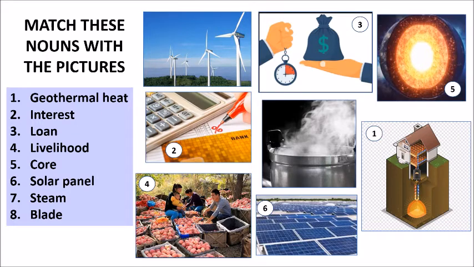Next one, we have steam, which is hot gas produced when water boils. So it's basically water in its gaseous phase, right? In its gas phase. All right. And the next one we have is number 8, which is blade. So a blade is defined as the part of a wind turbine that catches the wind. So it's, for example, each of these windmills has 3 blades.